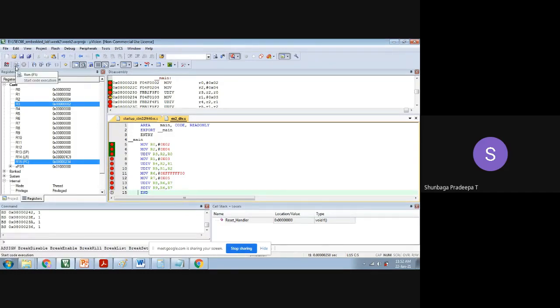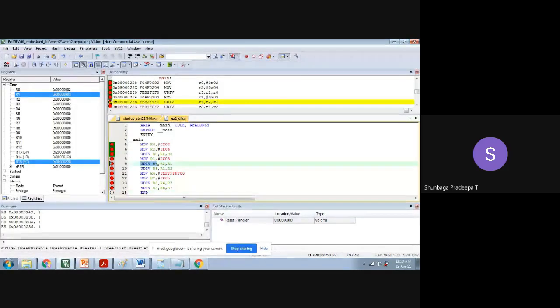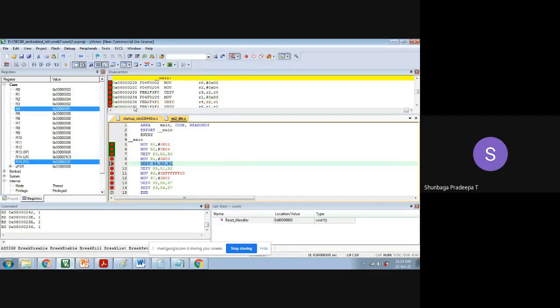Next, we are moving 3 into R1. The register R1 is now loaded with the value 3. The next instruction is unsigned division R4, R2, R1, which means R2 is divided by R1 and the quotient is loaded into R4. R2 is 4 and R1 has 3, which means 4 divided by 3, the quotient will be 1. When we run it, it executes that instruction and the value 1 is loaded in the R4 register.